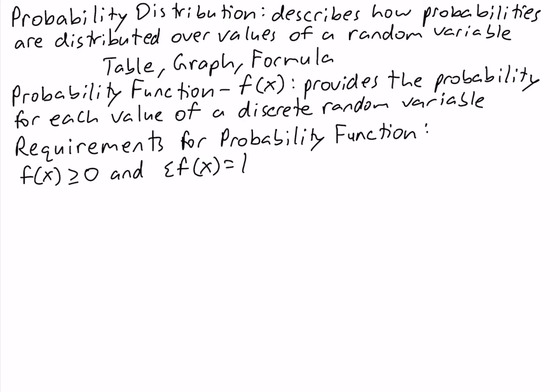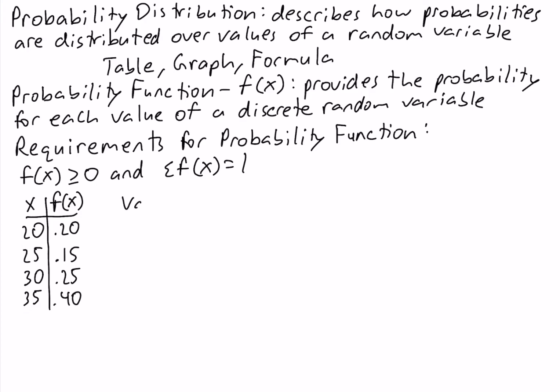Now, let's take a look at an example of a probability distribution given by a table. So we have two columns here in our table. We have x, which is the values of the random variable, and we have f of x, which are the probabilities associated with x. So the values that the random variable can take are 20, 25, 30, and 35. The corresponding probabilities are 0.20, 0.15, 0.25, and 0.40.